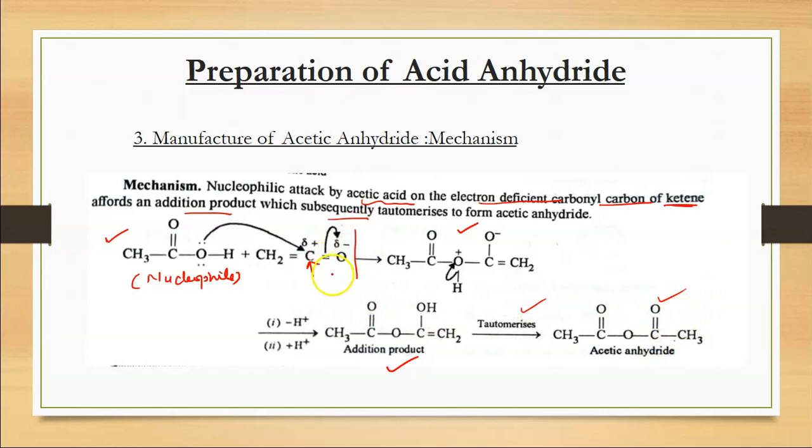It is clear. Okay. Nucleophilic attack is occurring via your acetic acid. It is acting as a nucleophile and it is attacking this particular carbon over here, which is resulting in an intermediate like this. Now what is happening in the next step?